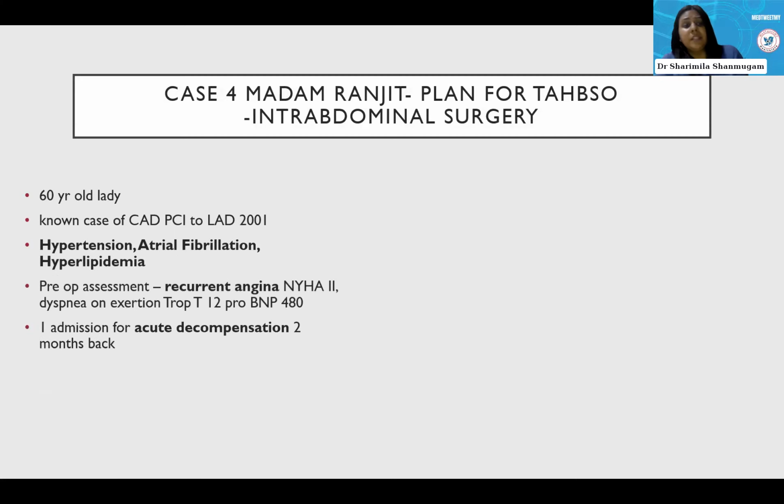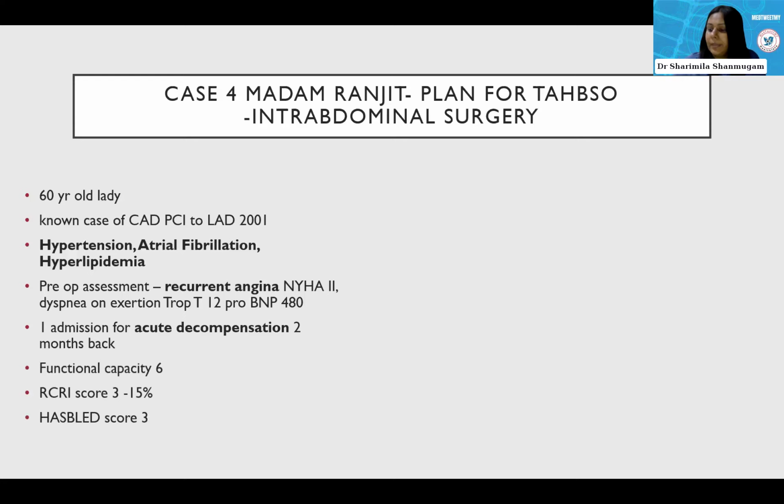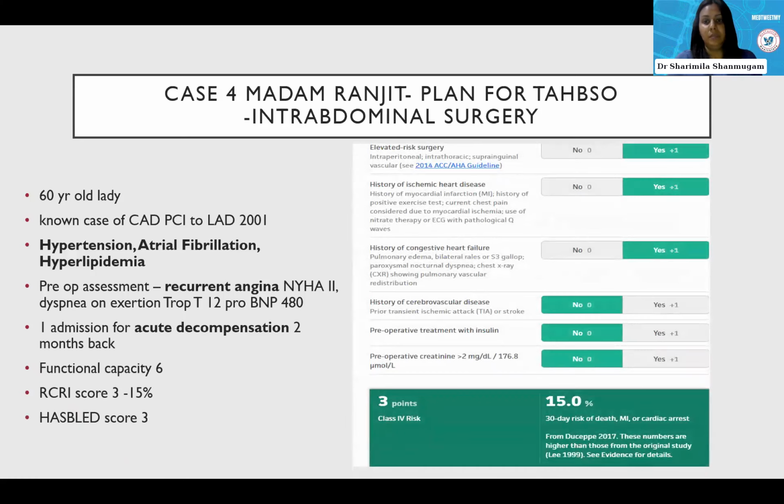So pre-op assessment again at this point of time: recurrent angina, not very sure, and then she started to have dyspnea on exertion. They did a troponin before sending her over. NT-proBNP slightly elevated, possibly because of the atrial fibrillation. But she had one admission recently, 2 months ago, for decompensated heart failure. Functional capacity is 3. Her score is 3 and percentage is 50. Her Hess-Black score is about 3.